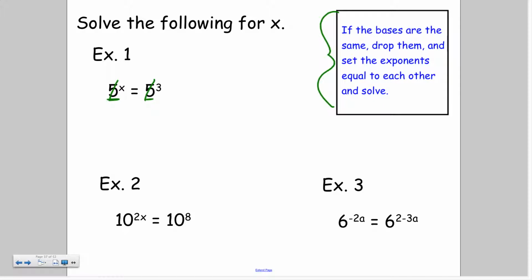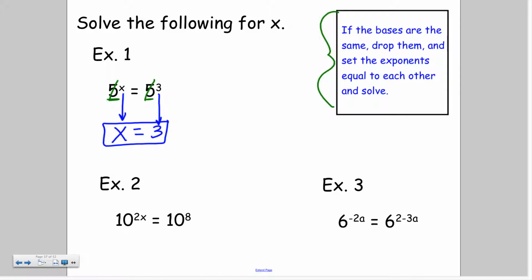Just like we did when we were solving logs and there was a log on each side, we took and dropped those logs. And then we're going to set the exponents equal to each other. So we're going to take and set this x equal to this 3. And then we solve out. Well, there's nothing that we have to change. So x is equal to 3.